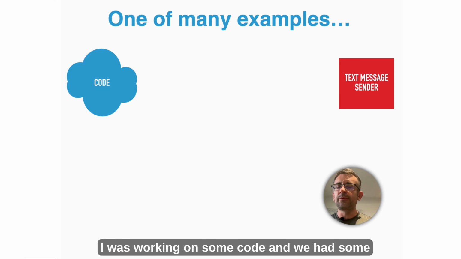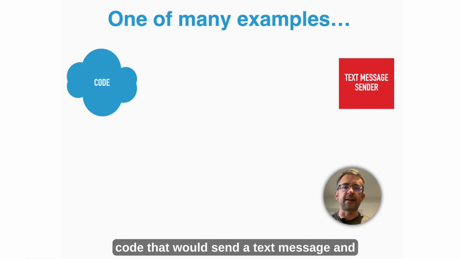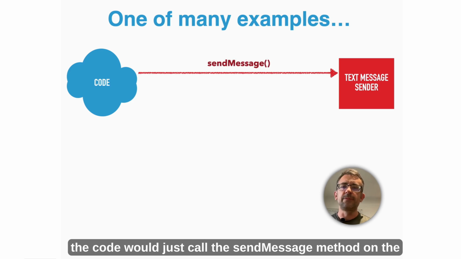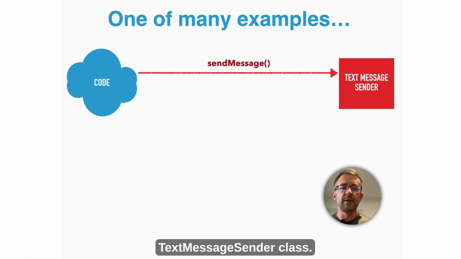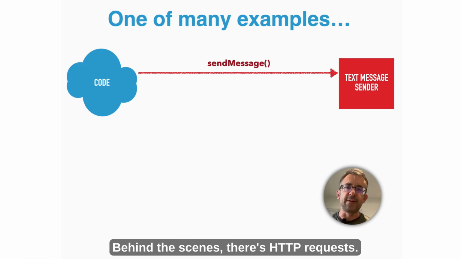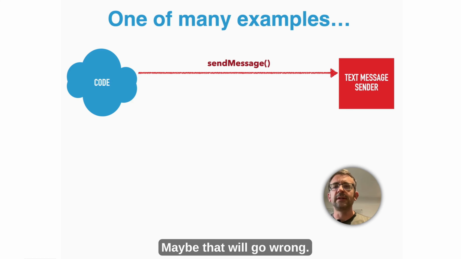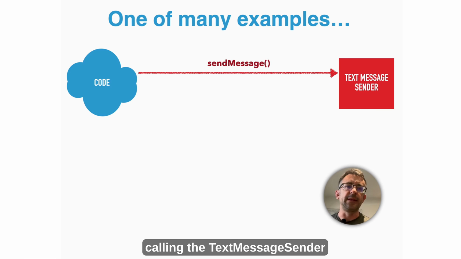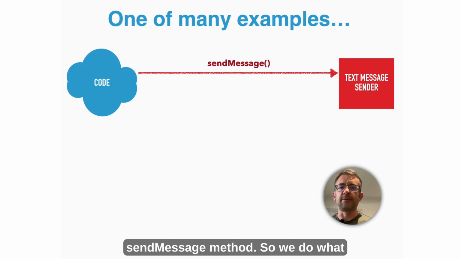For example, I was working on some code that would send a text message, and that would be done via a text message sender. Initially, the code would just call the send message method on the text message sender class. But sending a text message is quite slow. Behind the scenes, there are HTTP requests, which maybe will go wrong.